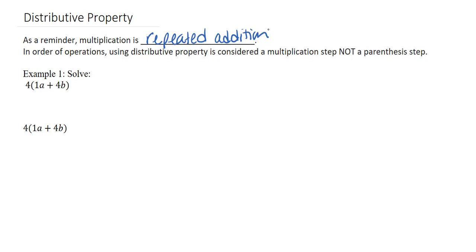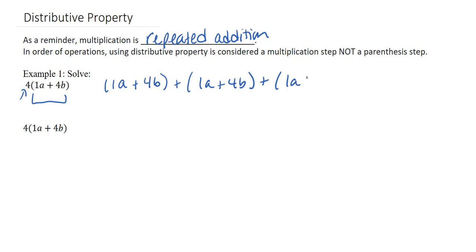Essentially this 4 is telling us we have 4 copies of what's inside. So let's just write this out 4 times. We have 1a plus 4b, and we're just going to do this 4 times. When we write it all out, we can start adding, and we would only add the like terms. So we can add all these 1a's together.